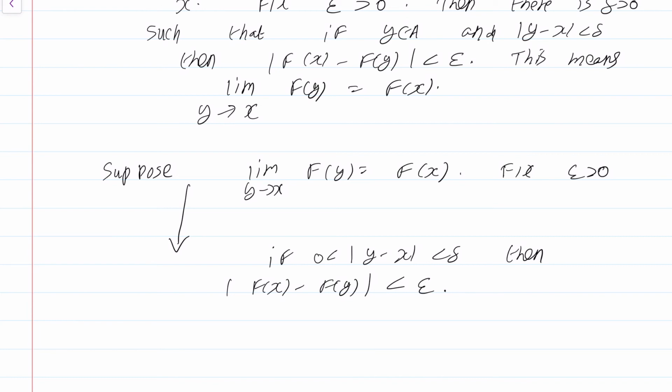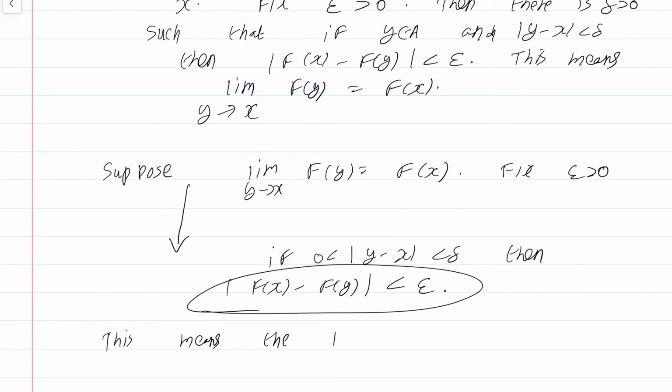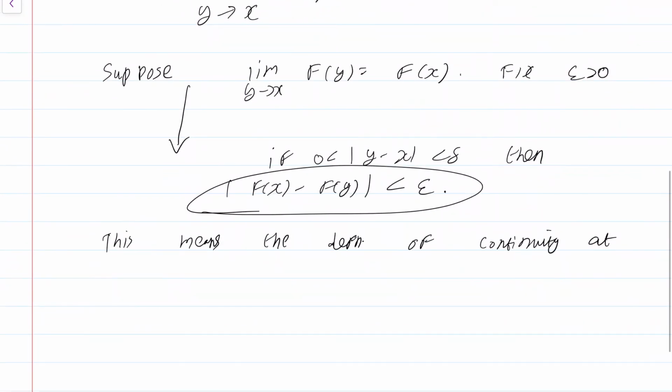But this is exactly the same as the definition of continuity, except the point y equal to x is allowed, but at y equal to x, this inequality is easily satisfied because mod f of x minus f of x is 0, right? So this means the definition of continuity at x is satisfied because mod f of x minus f of x is 0. That's why.